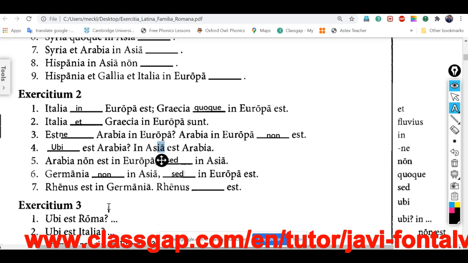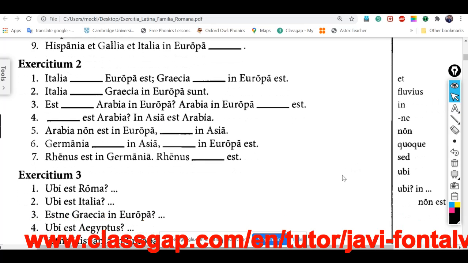Seven. Rhenus est in Germania. Rhenus fluvius. Good. Fluvius est. Rhenus fluvius est. Good job, by the way. Now I'm going to ask you in Latin. You're going to answer in Latin.